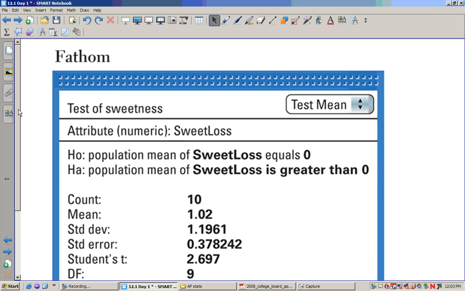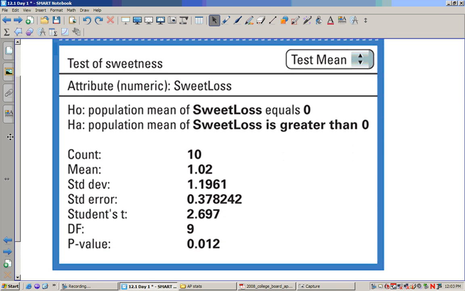Here's another way to do it. This is how Fathom would do it. This is easier to read. It has a null hypothesis that equals 0, the alternative hypothesis that is greater than 0, and then count, mean, standard deviation, standard error, student t's. Then we have degrees of freedom and p-value. All this is self-explanatory, I believe.